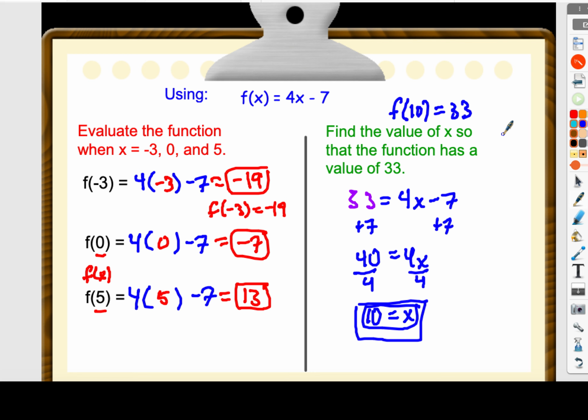Now, hopefully that helps you, again, with function notation. If you want to see how it applies to the real world or how it would apply to an application problem, again, this is video 1 of 2, so feel free to watch the second video.